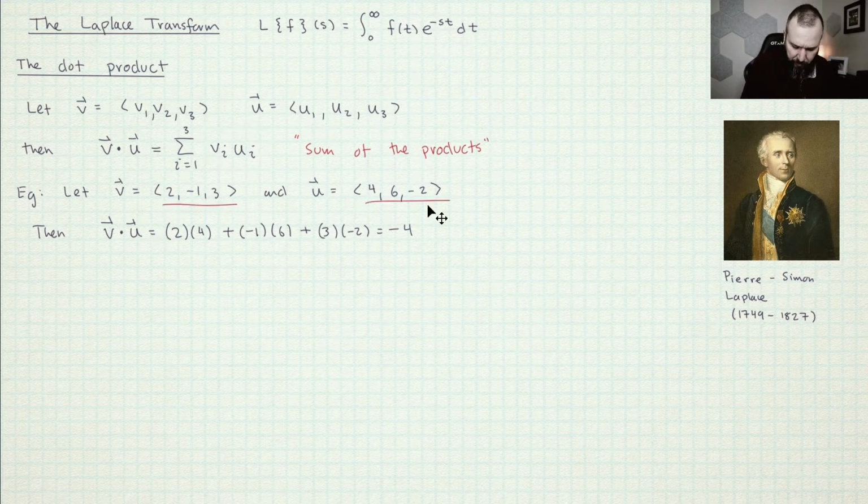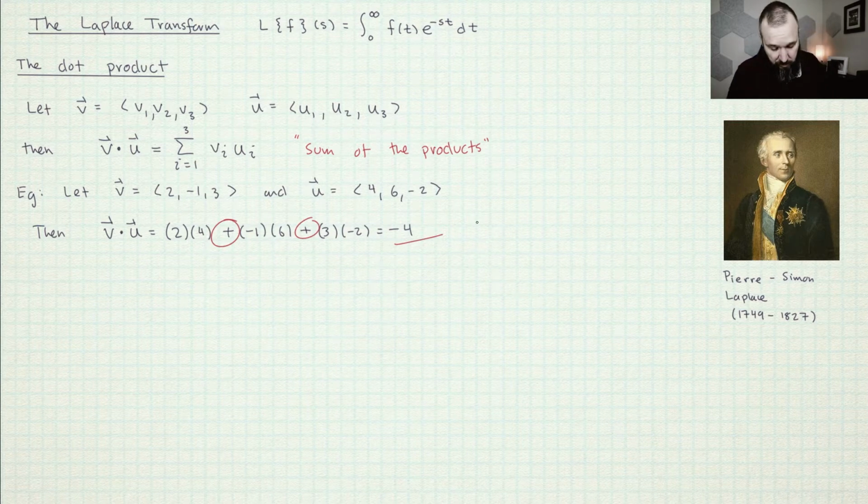I have a simple example here, and you can see that I do the 2 times the 4 and the -1 times the 6. And then you just add up all those things and it gives you the answer. So this is the way that we calculate this mathematical operation called the dot product.